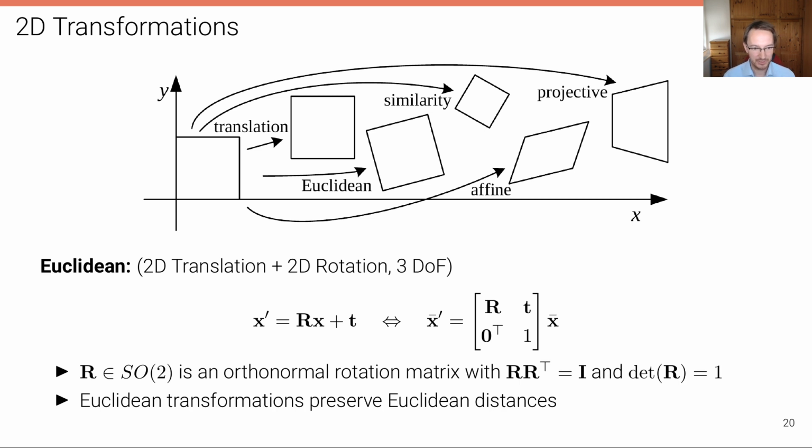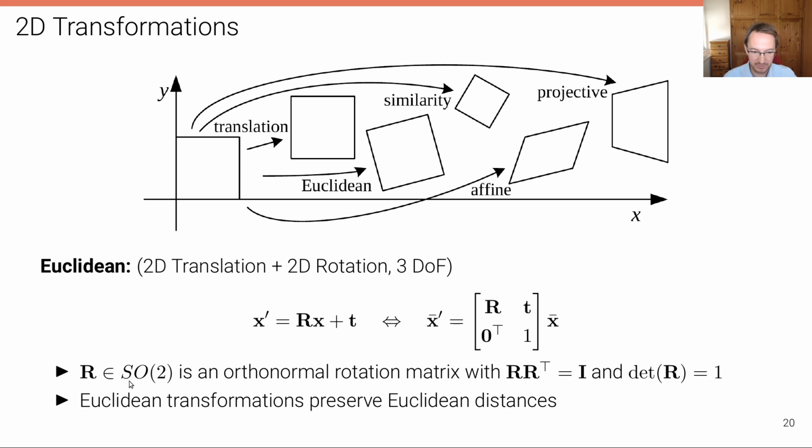The next transformation is the so-called Euclidean transformation, which is a translation and a rotation. So it has 3 degrees of freedom in 2D space. And this can be expressed as Rx plus t, or in homogeneous coordinates by a matrix where in the top left 2x2 submatrix we have the rotation component R, and then in the top right we have the translation vector, the two-dimensional translation vector. And if we multiply this with an augmented vector, we see that we obtain this expression, Rx plus t.